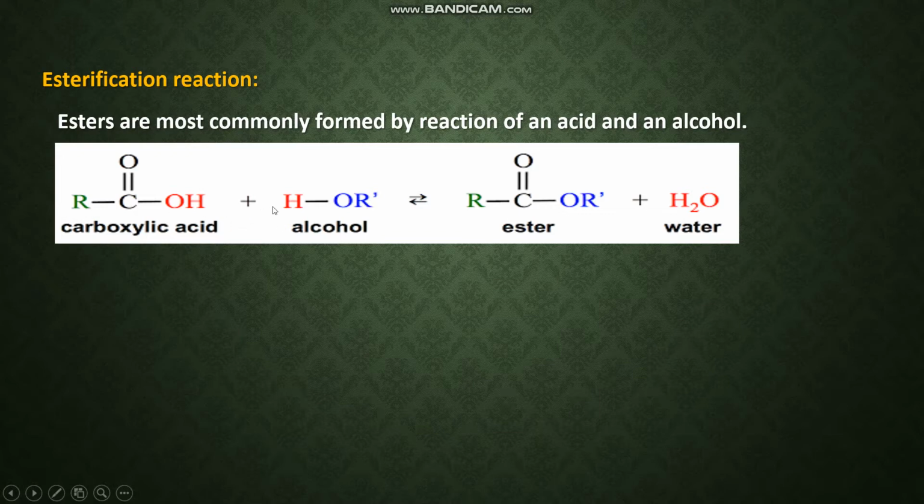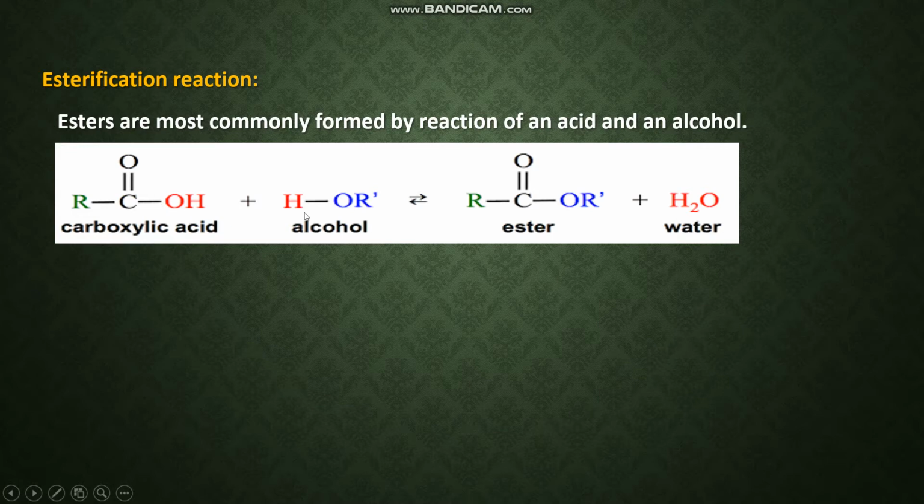This alkyl group and this alkyl group may be different. It can be the same also, it can be different also. To show that difference, R dash is given here. So R dash OH. To understand the reaction better, it is written in the reverse order. So what is happening during this reaction?